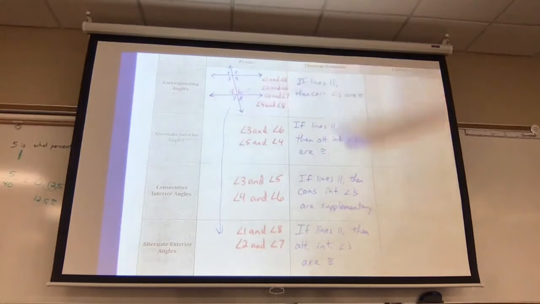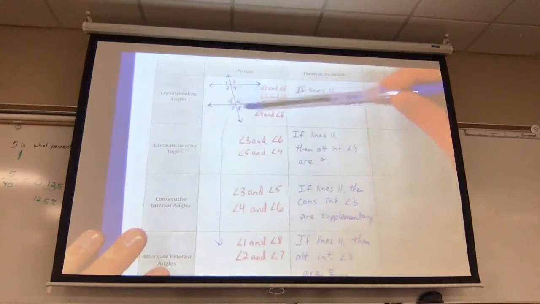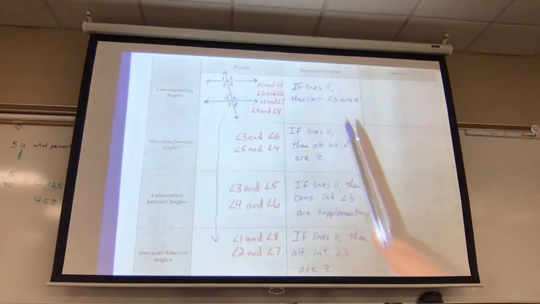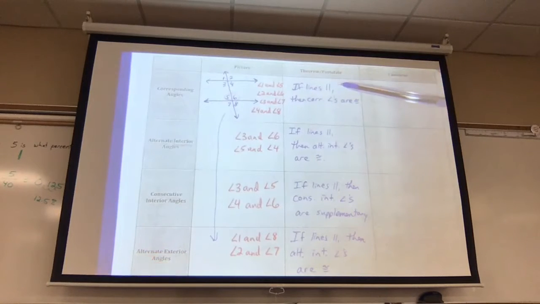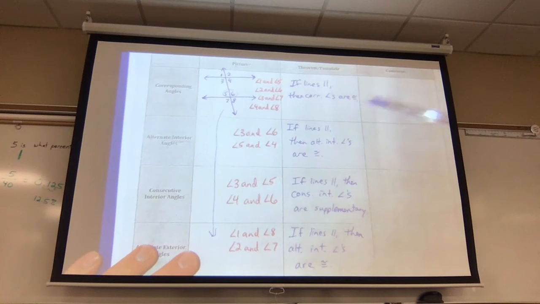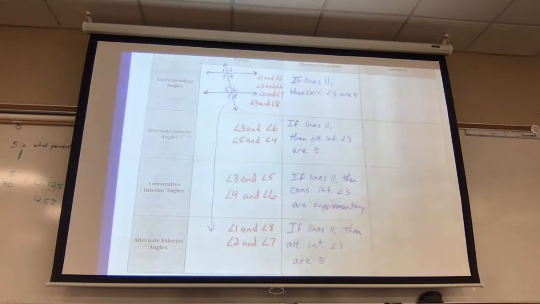Corresponding angles hold the same spot on your transversal. So like 4 and 8 would be corresponding angles. Now, the theorem that goes with section 2 that you learned is if the lines are parallel, then the corresponding angles that are formed are going to be congruent to each other. So if these lines were parallel, then 4 and 8 would be congruent to each other. That's called the corresponding angles postulate.